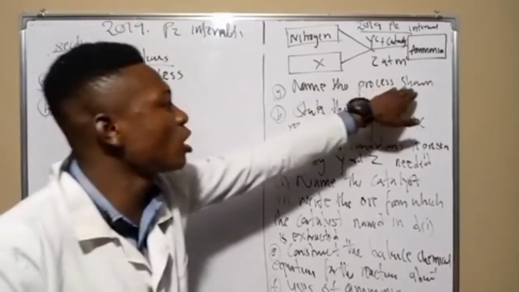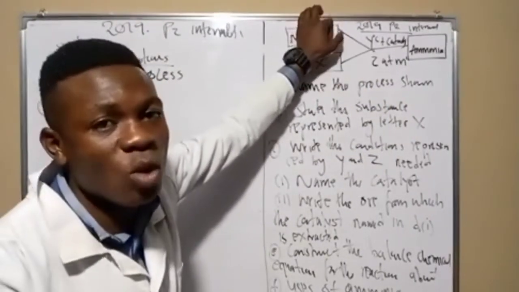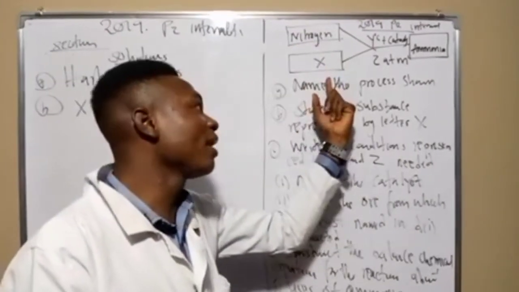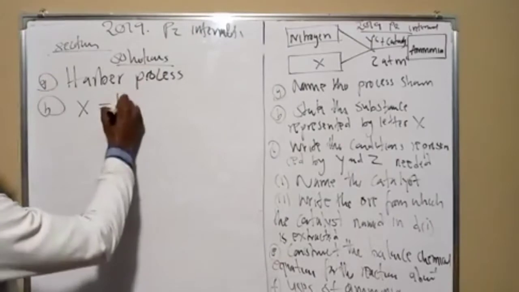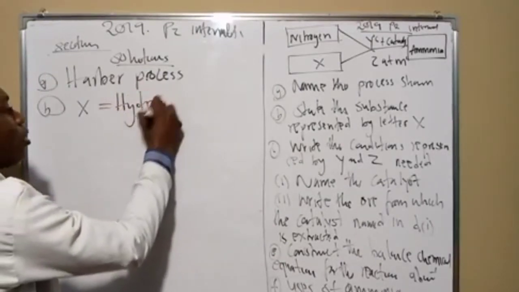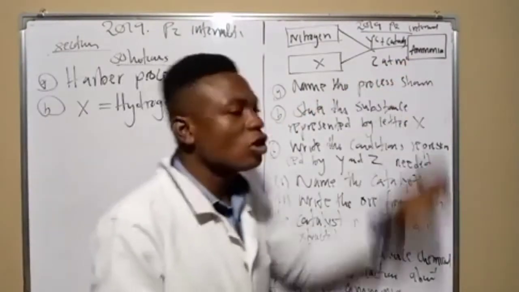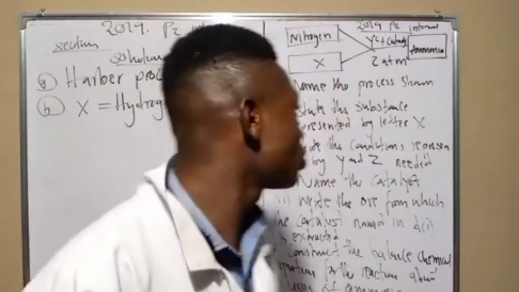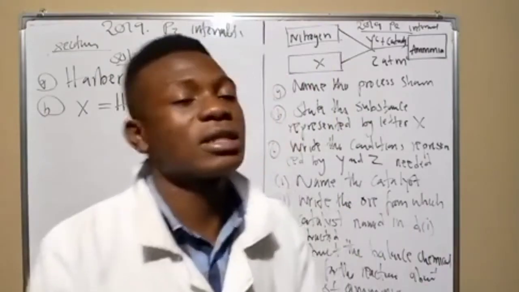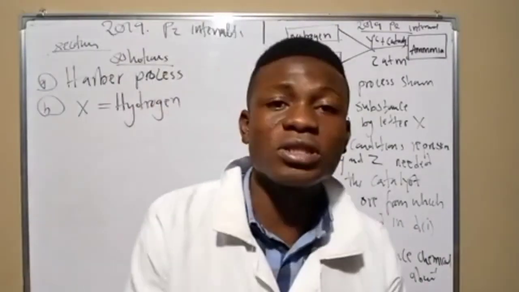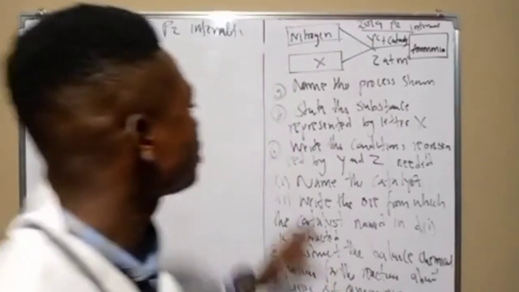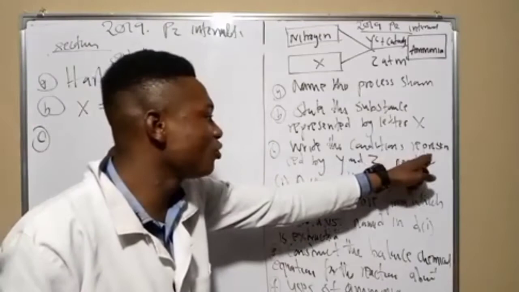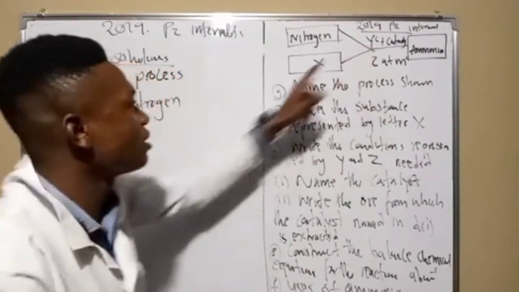So the process shown above is the Haber process. Why? Because there is a presence of nitrogen and what? This letter X, which you are saying is what? Hydrogen. In the preparation of ammonia. So the process that is used in the production of ammonia is called the Haber process. So the Haber process is used in the production of what? Ammonia.